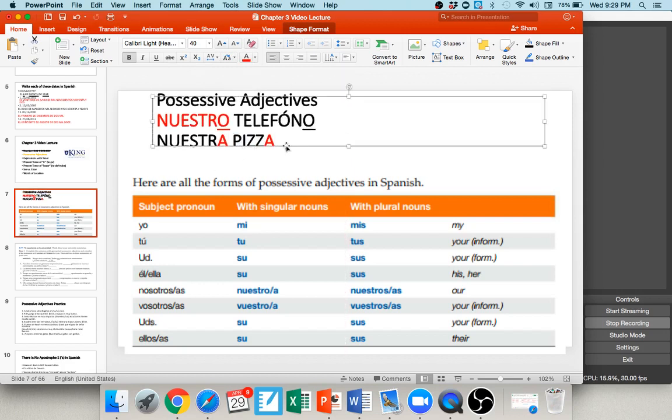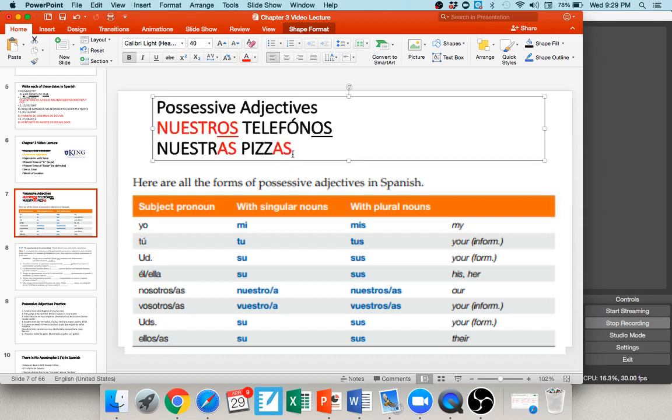Okay, the same is true if they were plural. Instead of having one phone, if we had teléfonos, I would have to say nuestros teléfonos. If we had multiple pizzas, I would have to say nuestras pizzas. Okay, so regardless of whether you're a male or you're a female, pizzas is feminine and it is plural. So therefore we're going to say nuestras. Even if we're two guys and these are our pizzas, nuestras pizzas. Okay, because pizzas, the noun in this case, is feminine and it is plural.